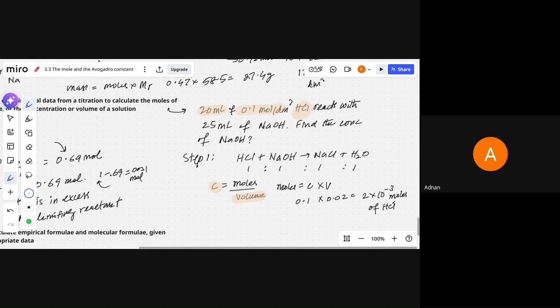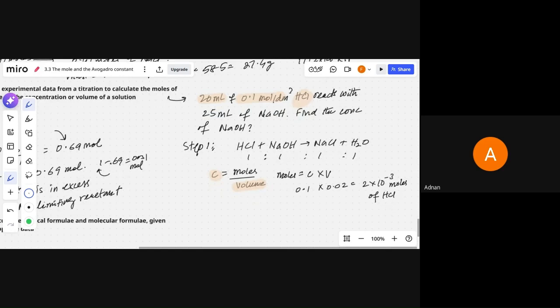Okay, so this is step one, right? So what is step one? Find the moles of the reactant whose concentration and volume both are given. You cannot find the moles of sodium hydroxide because its concentration is not given, only its volume is given, right? So you have to find the concentration. So step one, find the moles of a reactant whose concentration and volume both are given.